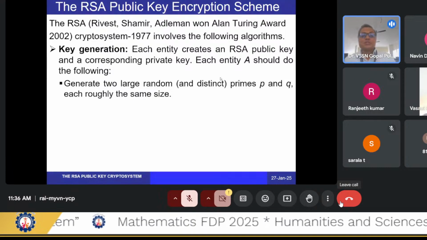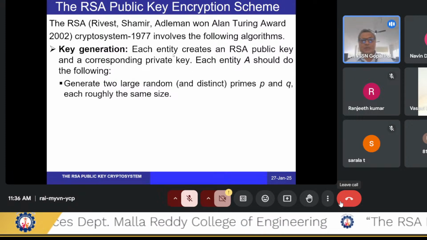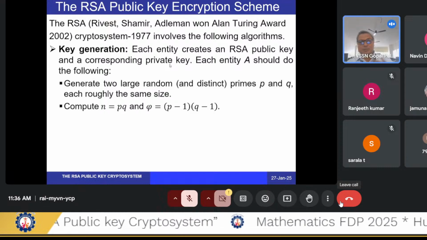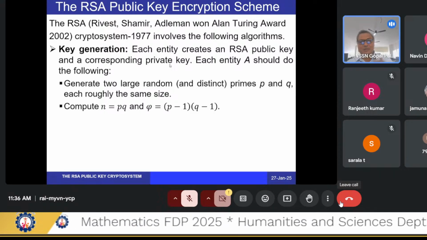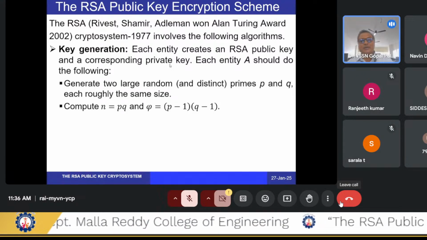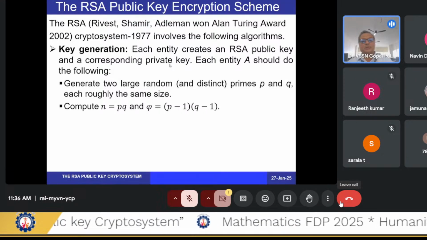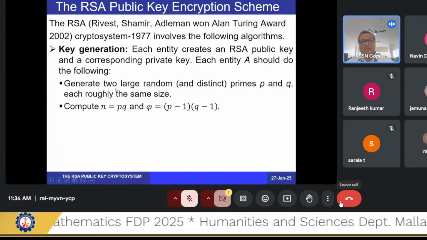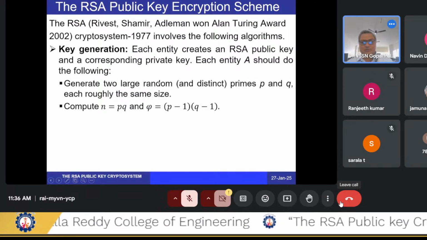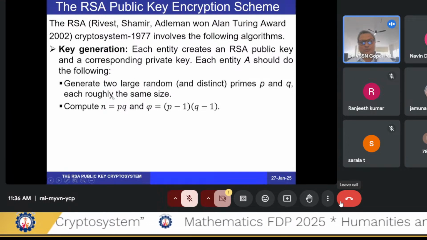So let us look at the very first algorithm, as we just saw in the syntax. It is key generation. In key generation, each entity creates an RSA public key and the corresponding private key in this way. Whatever entity A we consider, entity means the party who wishes to be a part of the communication network. Entity A generates two large random distinct primes p and q, which are roughly of the same size.